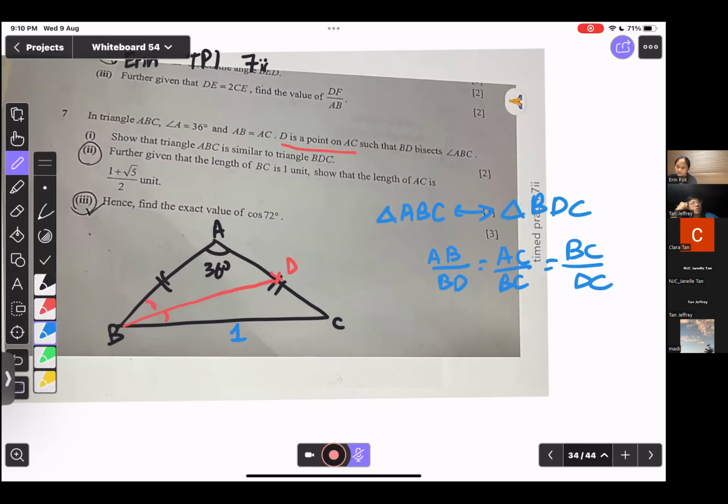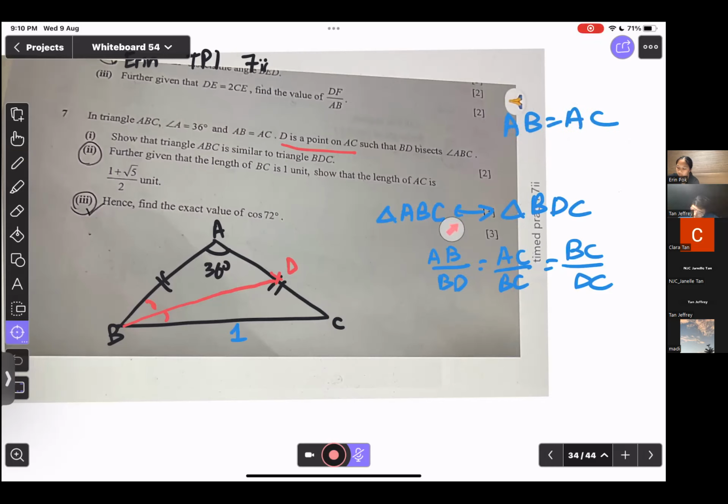So BDC is also an isosceles triangle. Okay. So that means ABC, these two are the same isosceles, right? So I know that AB is equal to AC. That means BD is also equal to BC. That means this is also 1, because this is also isosceles. That means BDC is also isosceles.